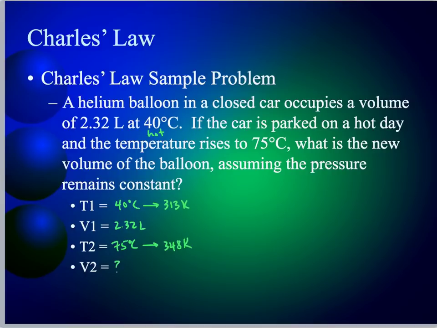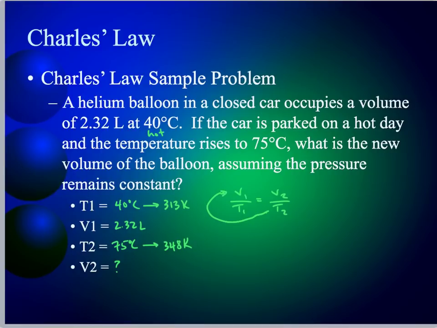V2 is what we are solving for. So back to my equation, V1 over T1 is equal to V2 over T2. The variable we are solving for here is V2. We have to be careful, right? Using algebra, sometimes this one gets messed up. It actually gets messed up quite a bit.